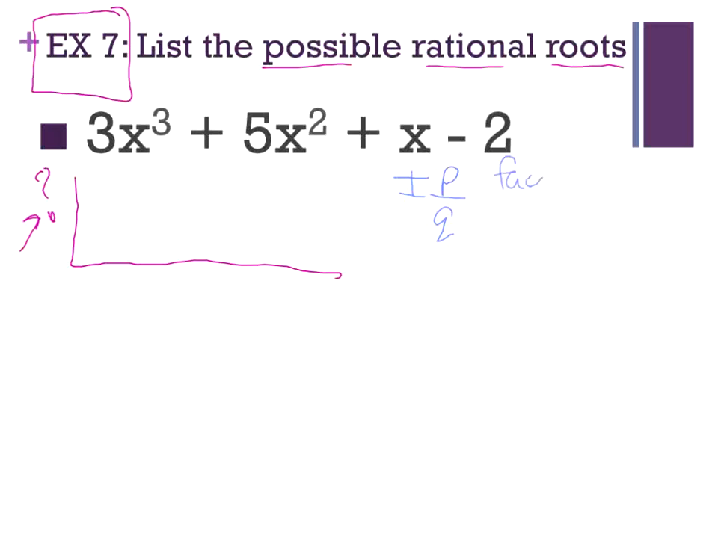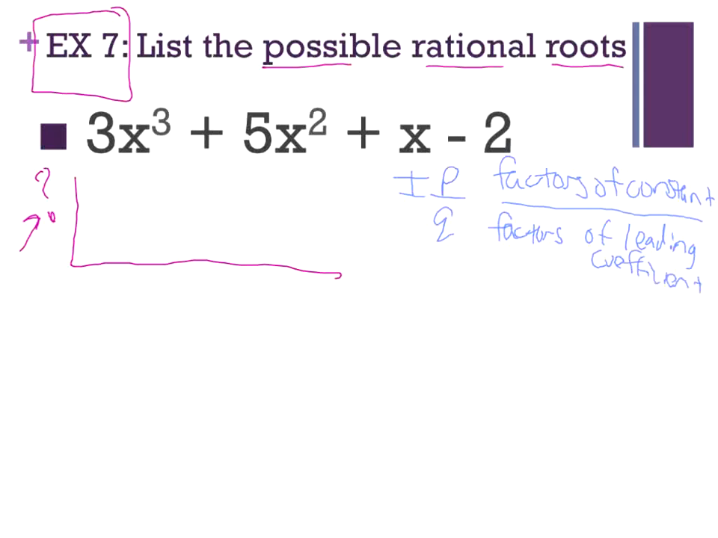Now what's P and Q? P is all of the factors of your constant. So go ahead and write down what's in blue because it makes more sense than the way that the theorem is written, I think. And then Q is all of the factors of your leading coefficient. So plus or minus P over Q, P stands for the factors of your constant, Q stands for the factors of your leading coefficient. So what does that mean?